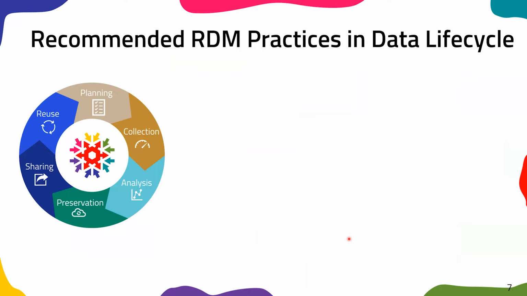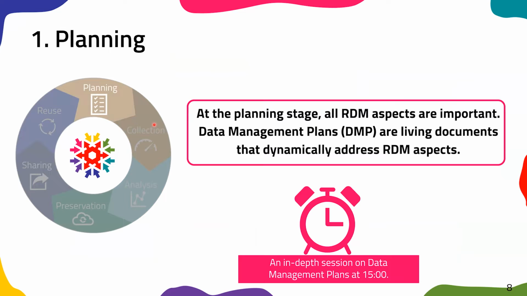So let's get to the main part of the tutorial, which is the recommended RDM practices in each step of the data lifecycle. To remember, this is the data lifecycle, and we are going to go through each stage and see what is important. The first stage is the planning stage. In the planning stage, all the aspects of research data management are quite important. That's why an important document, called data management plans, or DMPs, is documented at this stage, which addresses the tools, the procedures, or the way that you handle research data throughout the rest of the stages of the data lifecycle.